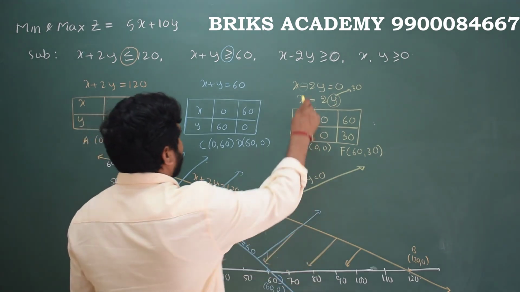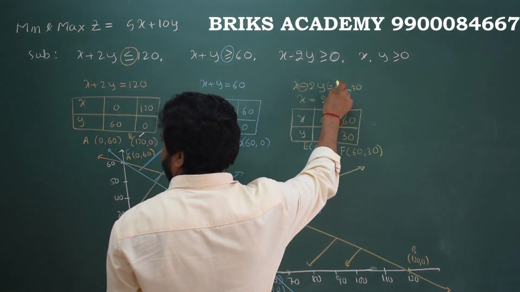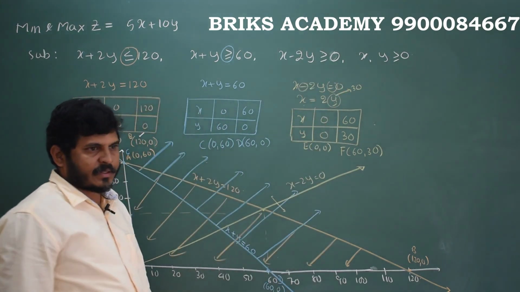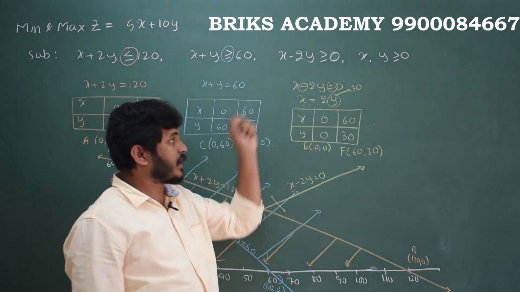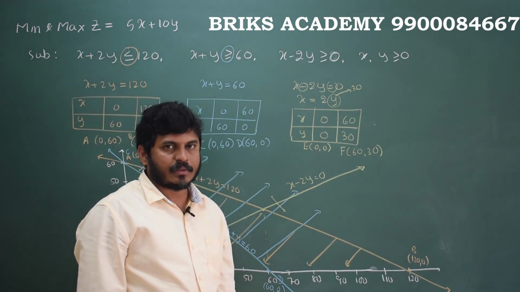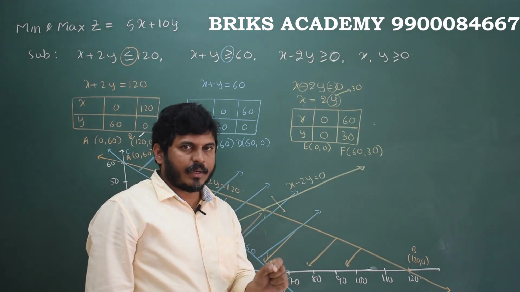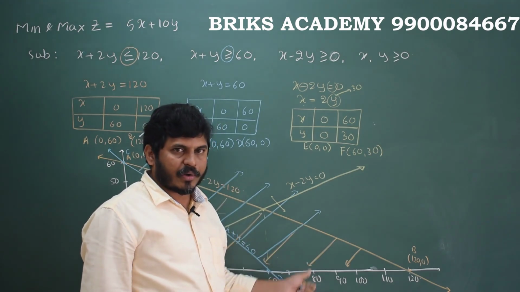So whenever there is a minus sign, whenever there is 0 on the right side, the method is not the previous one that I followed.